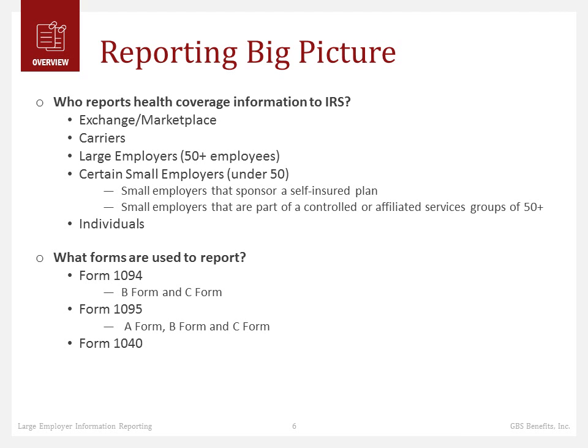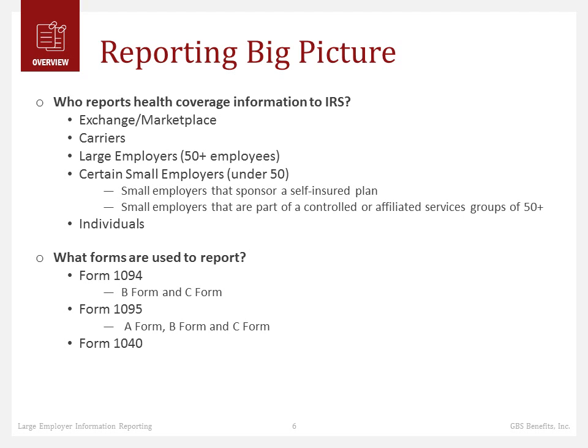So, who actually reports health coverage information to the IRS? There are lots of entities that will be doing this. We have the exchange, also known as the marketplace. We have carriers, the insurers. We have large employers. We have certain small employers. Specifically, there are small employers that sponsor a self-insured plan, or small employers that are part of a controlled or affiliated services group, also known as aggregated groups, where the total number of the aggregated group is greater than 50. And then we have individuals who also are taking part in this reporting process.